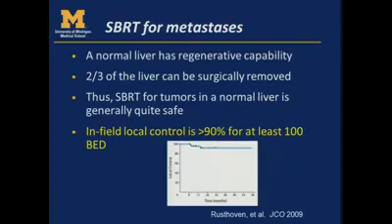So SBRT for liver metastases is really easy, as I said, generally speaking. A normal liver has very high regenerative capacity, so somebody can have 2/3 of their liver cut out, and the rest of the third actually hypertrophies and grows up and becomes a normal-sized liver again. And so we can do a lot to these patients' livers, and SBRT in a normal liver is generally quite safe. That is, until you start getting into very large tumors or multiple tumors over time. And with SBRT, in-field local control is at least 90% for 100 BED.